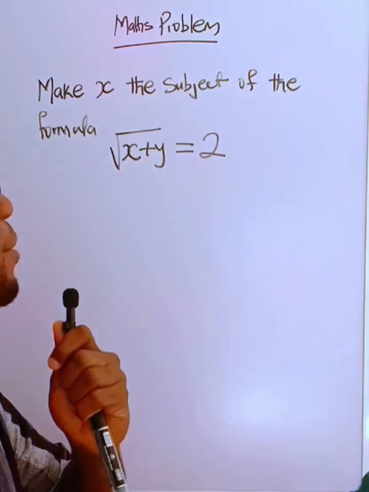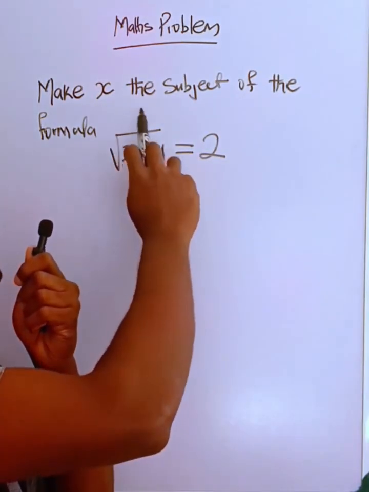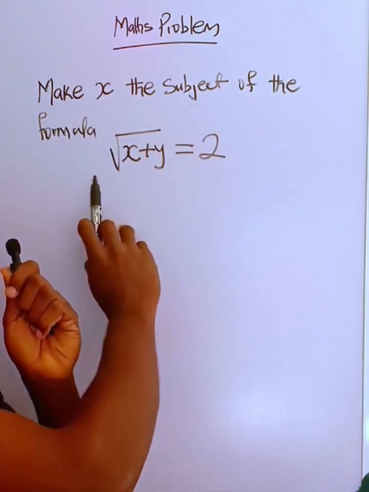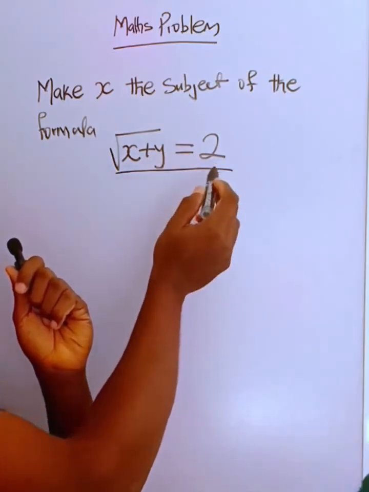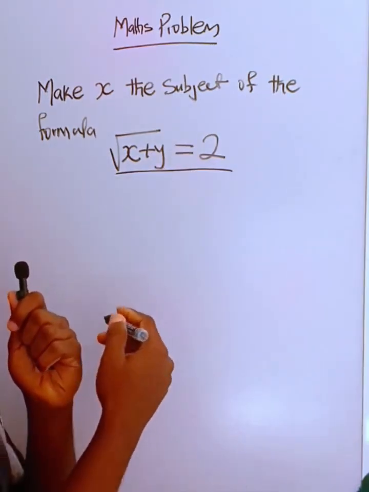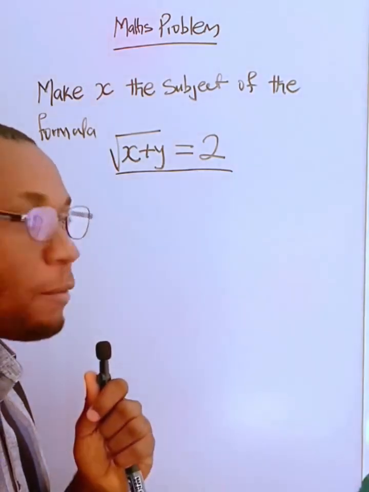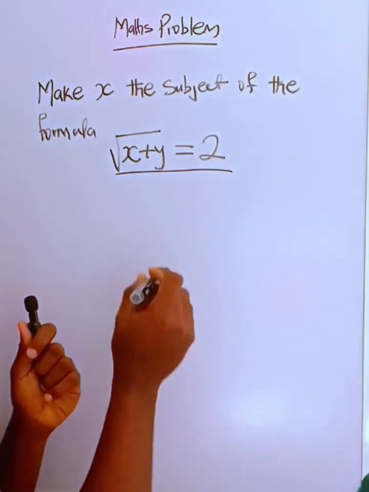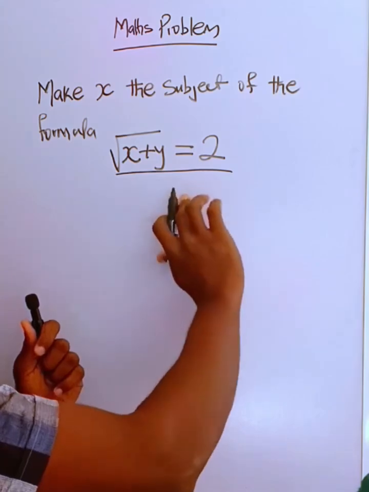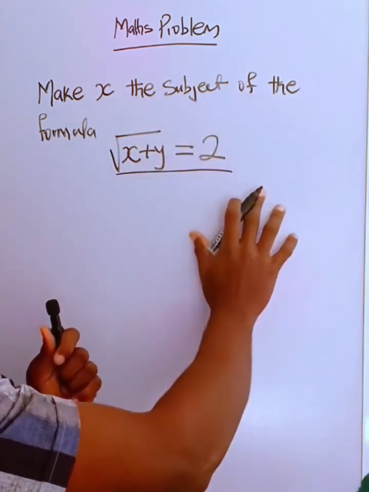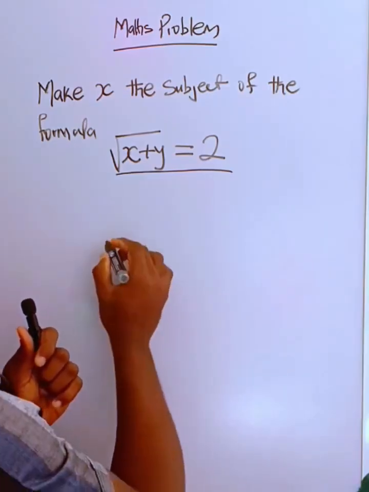Alright, we have a maths problem on the board. We are asked to make x the subject of formula in this. This is an equation. So, when you are asked to make a particular variable the subject of formula, it simply means that the variable should be one side and every other thing in the equation should cross the other side. Are you following? Okay, let's look at it quickly.